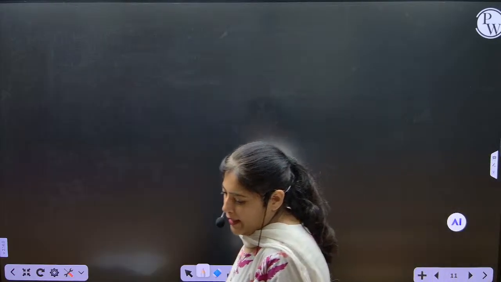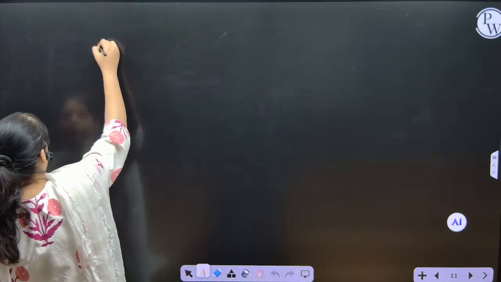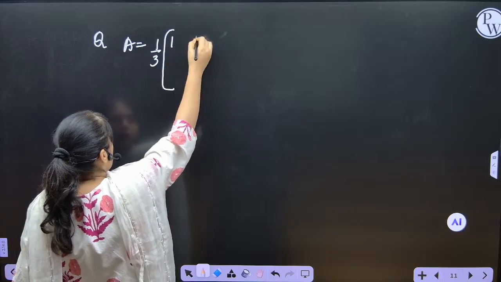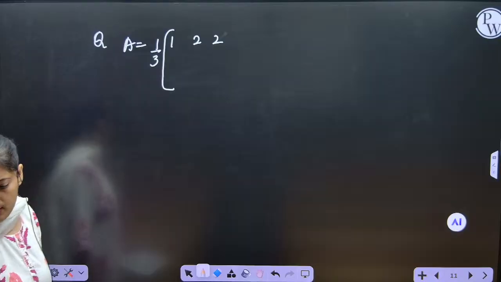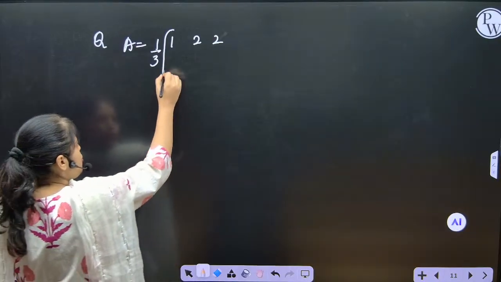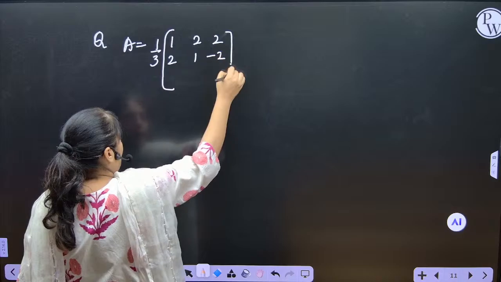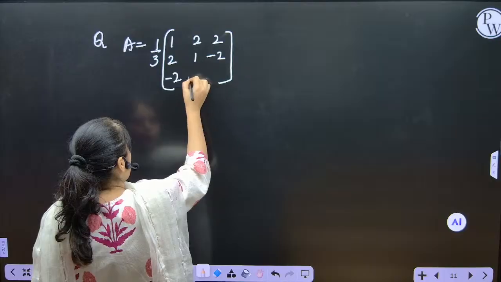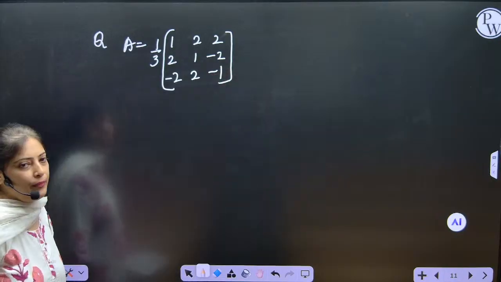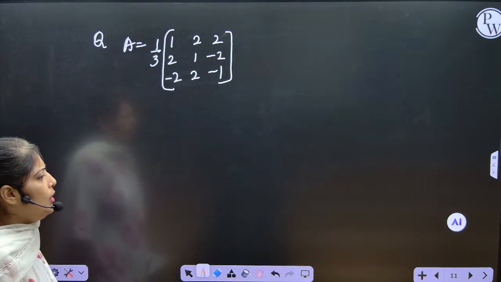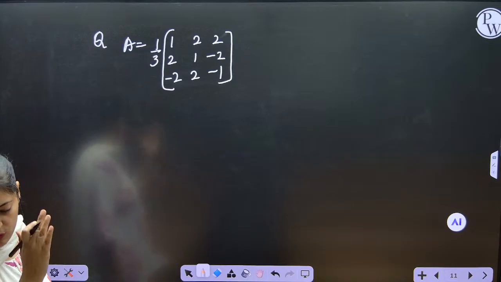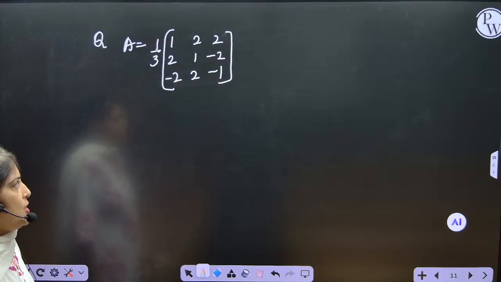So the question is, matrix A is given to us as 1 by 3 of [1 2 2], the next row is [2 1 -2], and the third row is given to us as [-2 2 -1]. Now the options given to us are orthogonal, involutory, idempotent and nilpotent.